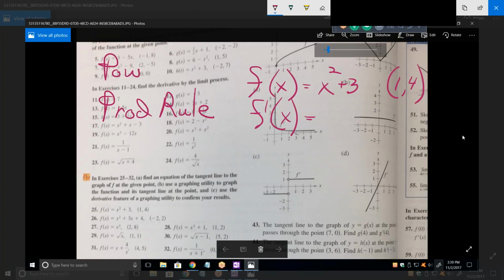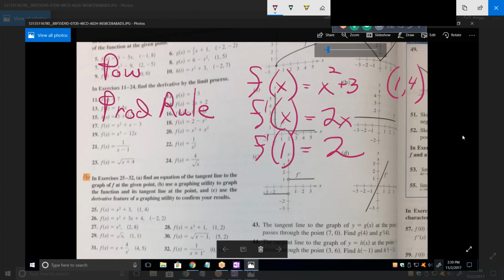So take the first derivative, just use the power rule. Okay, so it'd be 2x. Yep, the 3 goes away. The derivative of any constant is 0. Now tell me what the slope is when x is 1. 2. Okay, so we know the slope of our line, right?